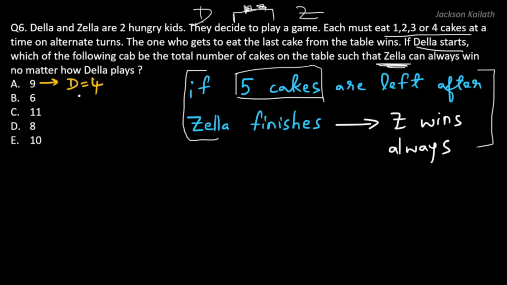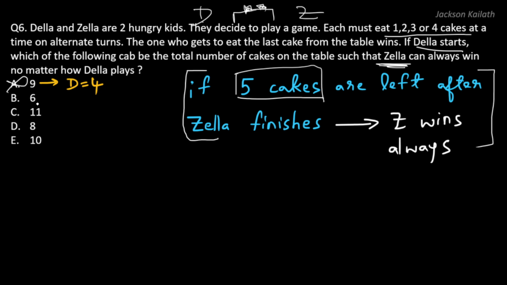So over here, if Della eats 4 cakes, then 5 cakes will be left. Now no matter how many cakes Zella eats, 1, 2, 3 or 4, Della will win, right? So this over here is not the correct answer because the question says we need to find the number of cakes such that Zella will always win. So it's not answer option A.